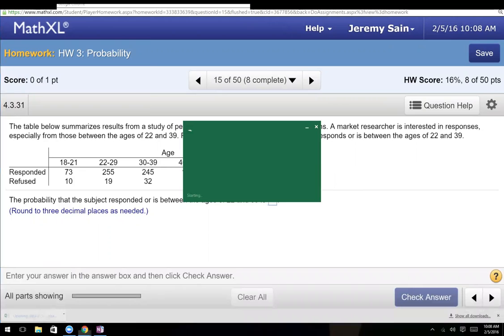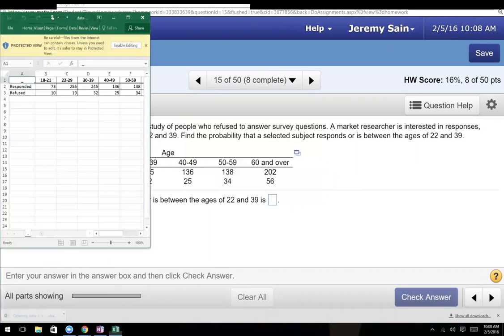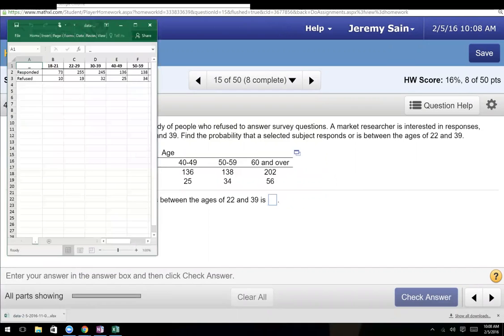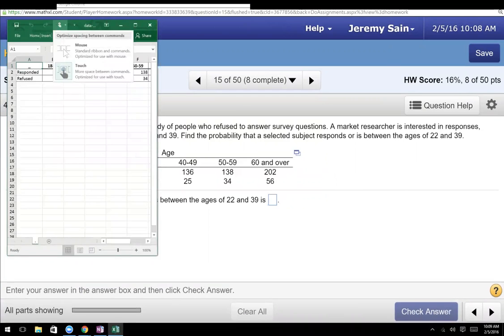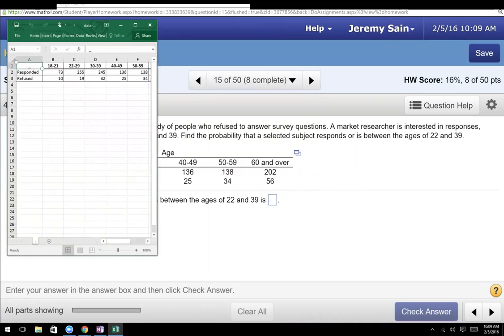So let's go to Excel. By the way, the question's been asked to me a couple times in the last few days. Will we be able to use Excel on the test? Yes. I'm wanting you to learn to use Excel for this stuff.